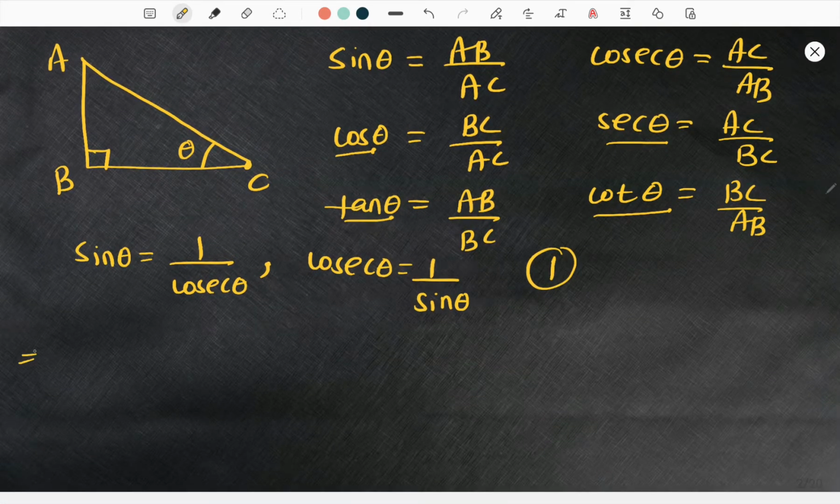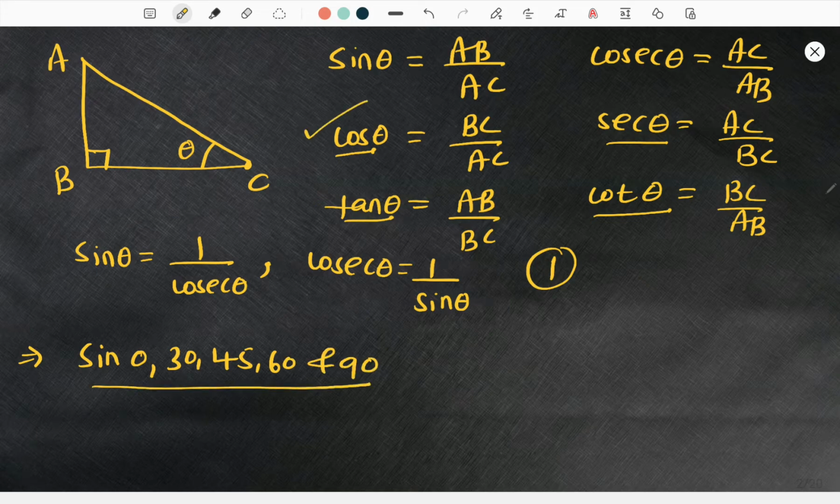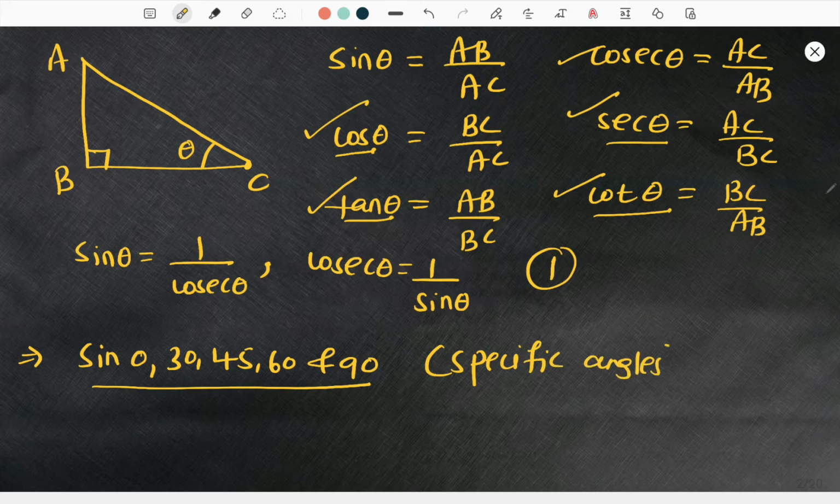Then you must be having an idea about sine of 0 degree, 30 degree, 45 degree, 60 degree and 90 degree. Not only sine, you must be having an idea about cos, tan, cosecant, secant as well as cot. So these are specific angles. You have that table also, right? You can remember the table. Otherwise there are so many tricks which I have already explained in this channel, how to remember sine 30, 45, 60, 90, any trigonometric ratio for that matter. So this is related to specific angles.